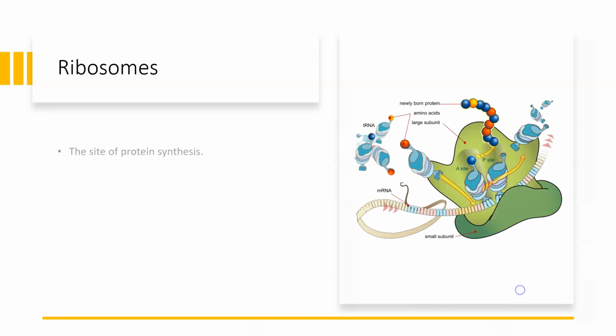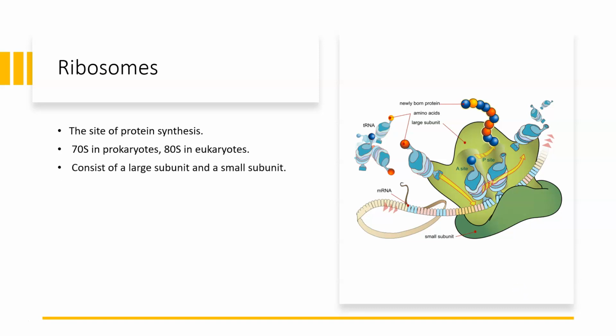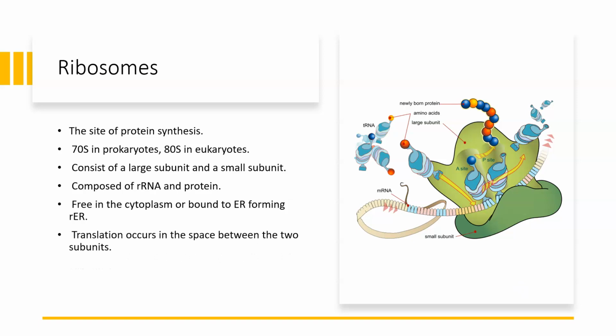Okay, so let's think about ribosomes then. These are the site of protein synthesis. We've got 70 S ribosomes in prokaryotes, and we have 80 S in our eukaryotes. They consist of a large subunit and a small subunit. Okay, so they're made up of rRNA, so that's ribosomal RNA, and protein. They're free in the cytoplasm, or they can be bound to ER, forming what we call rough ER.